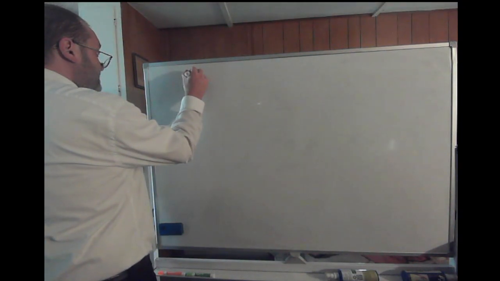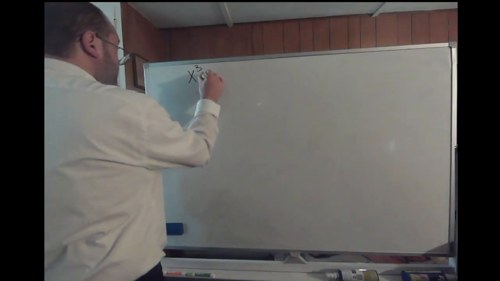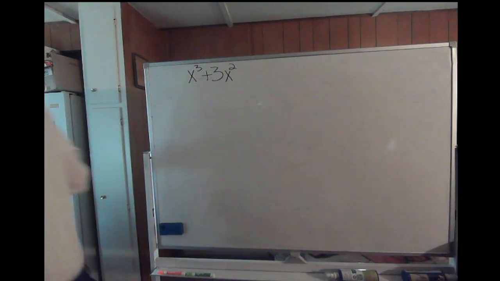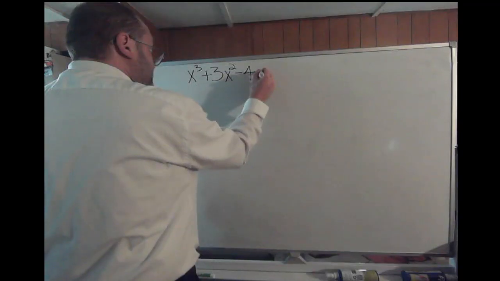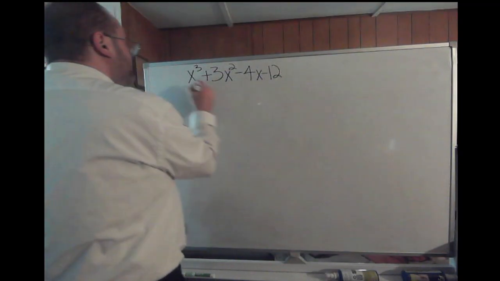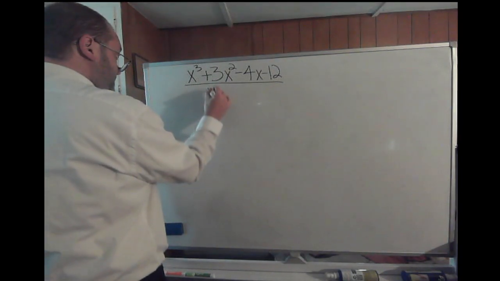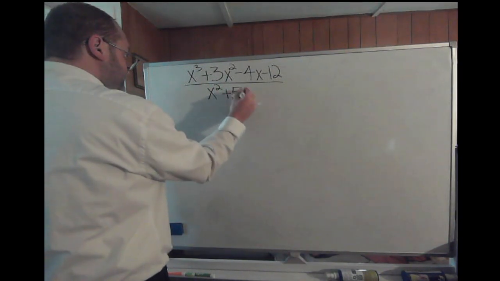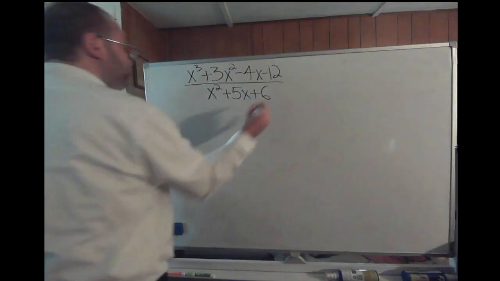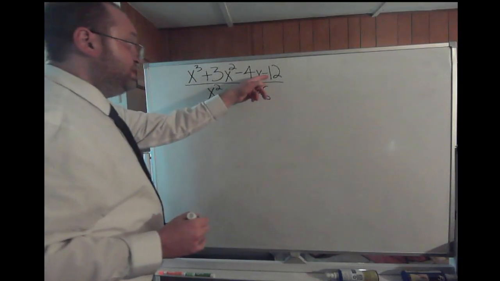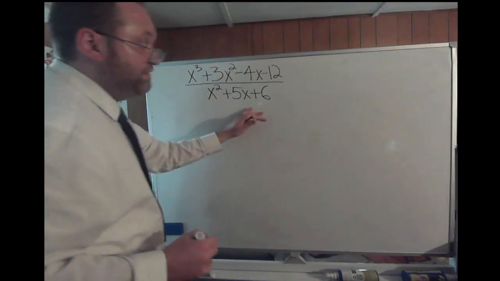Last one here. Alright, not as bad. X to the third, so we're down to a third degree, plus 3x to the second, minus 4x, minus 12, all that divided by x squared plus 5x plus 6. So we got x to the third plus 3x to the second minus 4x minus 12 divided by x to the second plus 5x plus 6.